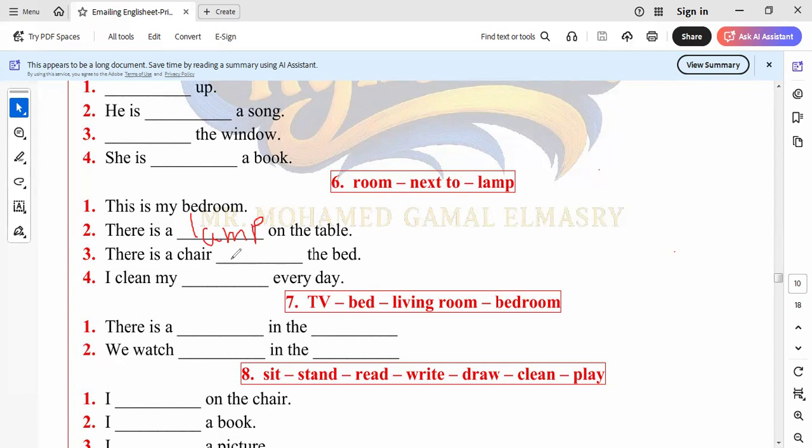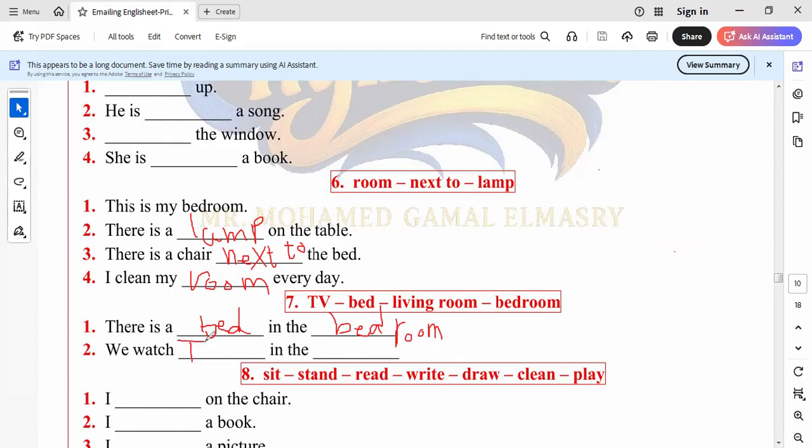There is a chair next to the bed. Next to. I clean my room. Here, I clean what? I clean my room. There is a TV. There is a bed. So here, there is a bed in the bedroom. There is a bed in the bedroom.